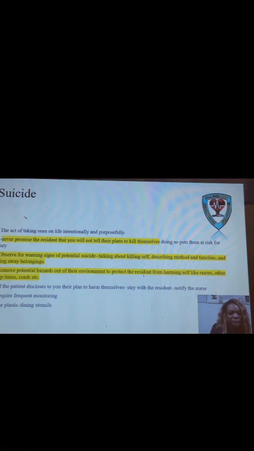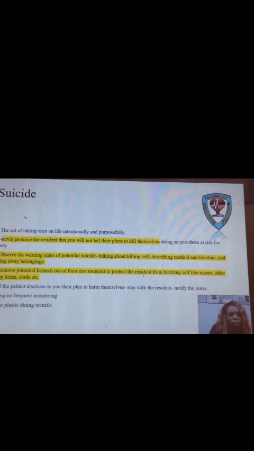Suicide is the act of taking one's life intentionally or purposefully. You don't ever want to promise a resident that you will not tell their plans to kill themselves. Doing so puts this resident at risk for injury. You want to observe for warning signs for a potential suicide, like the resident talking about killing themselves, describing a method that they're going to kill themselves, establishing a timeline, or giving away their belongings. If you observe any of these warning signs, you want to make sure that you notify the nurse.